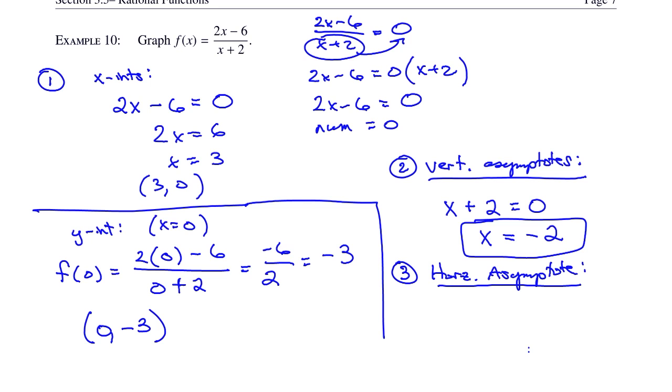Find the horizontal asymptote. Take the degree of the numerator and the degree of the denominator. Both of those degrees are 1. So the horizontal asymptote is the ratio of the lead coefficients. That would be 2 over 1, which is 2. So the horizontal asymptote is y equals 2.